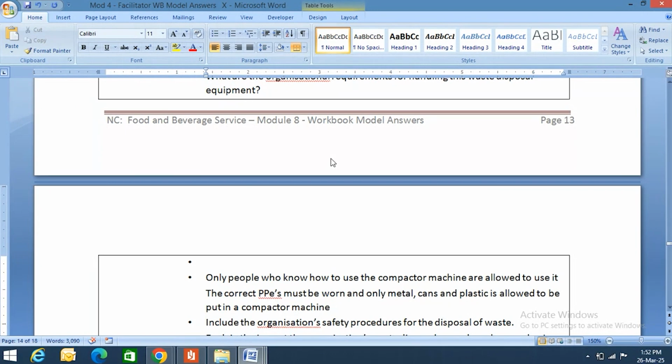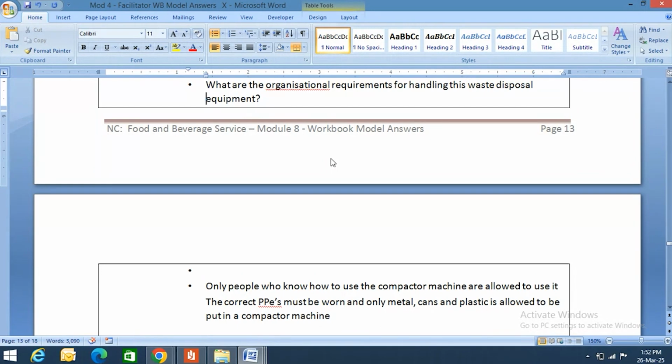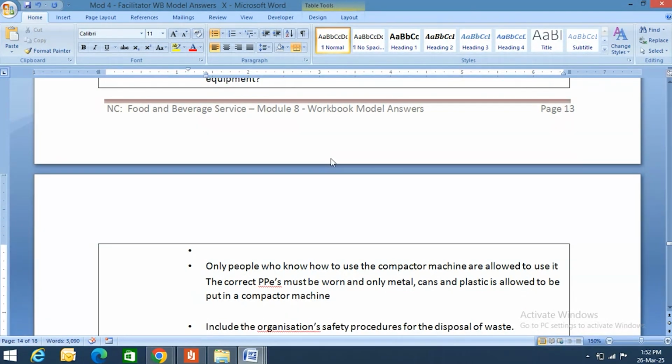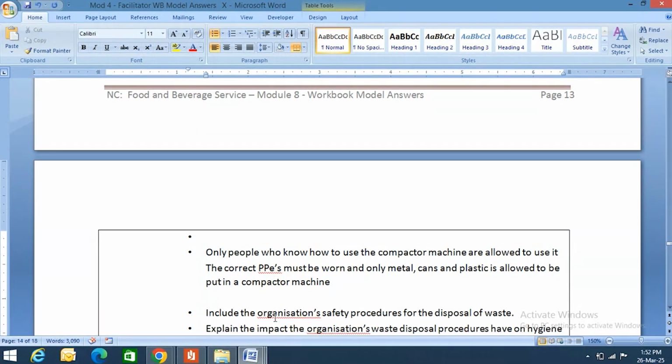Okay, that's the answer for what is the organization's requirements. It's only people who know how to use the compactor machine are allowed to use it. The correct PPEs must be worn, and only metal cans and plastic is allowed to be put in the compactor machine.